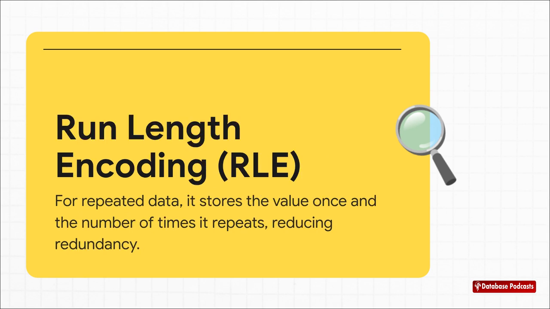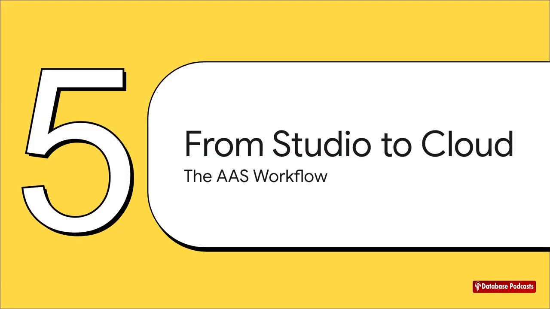And finally, there's run length encoding. This is perfect when your data is sorted. If the value North America appears 100 times in a row, the engine doesn't waste space storing it 100 times. Nope. It just stores North America once, next to the number 100. Simple, but so effective.